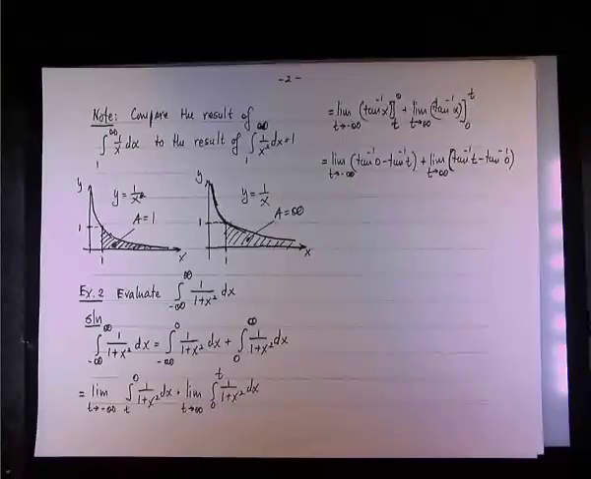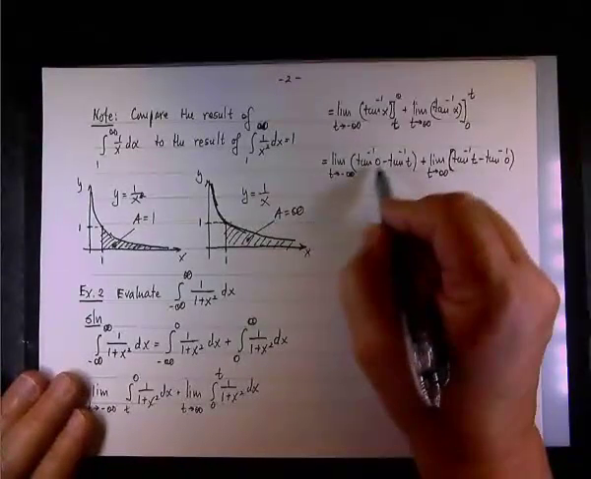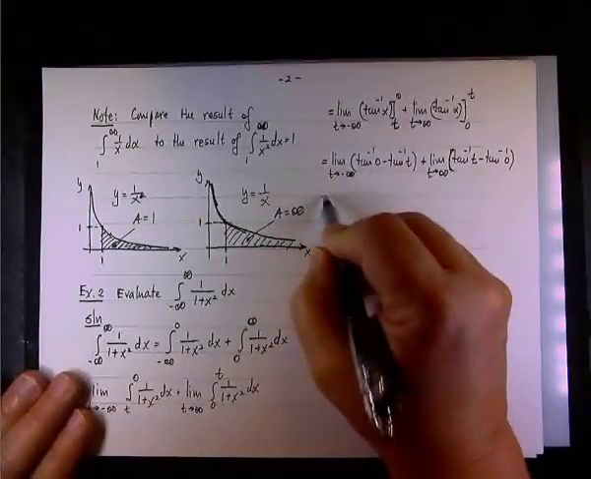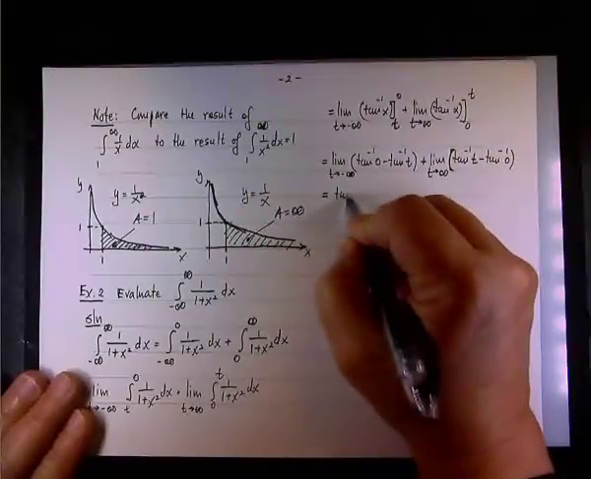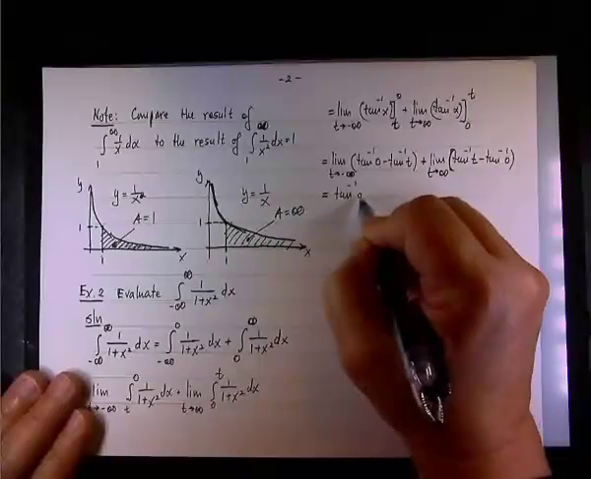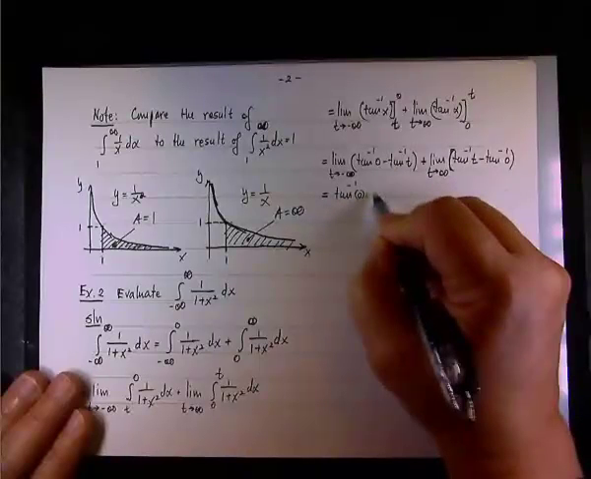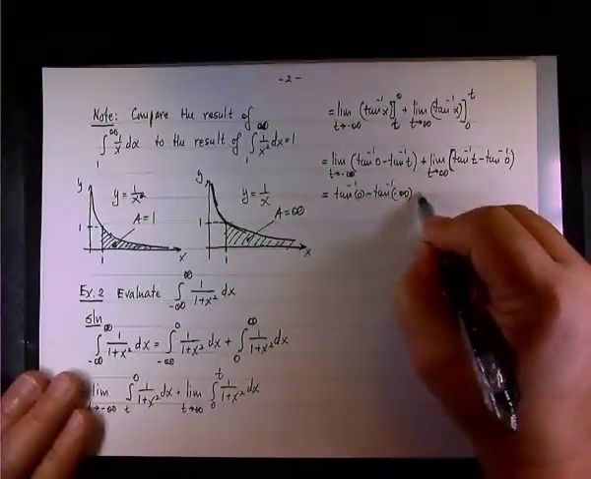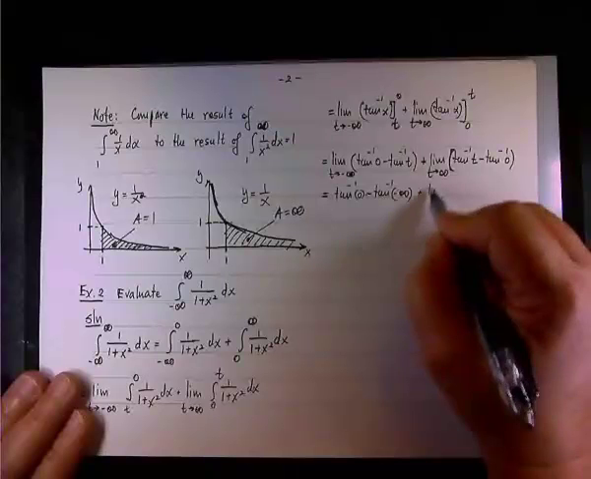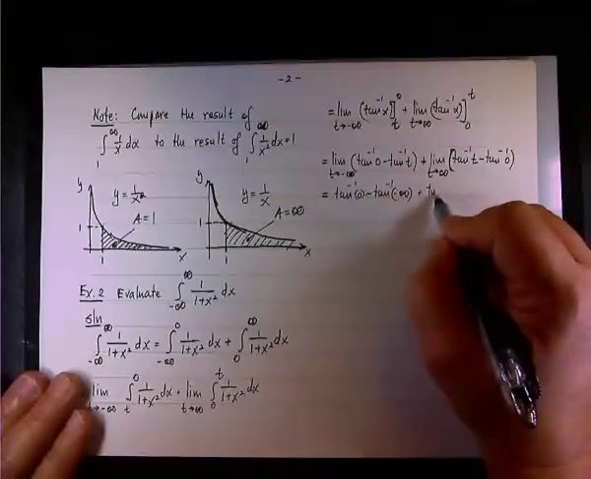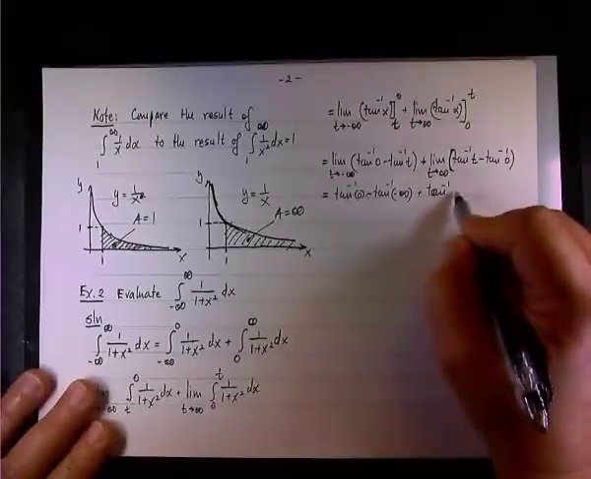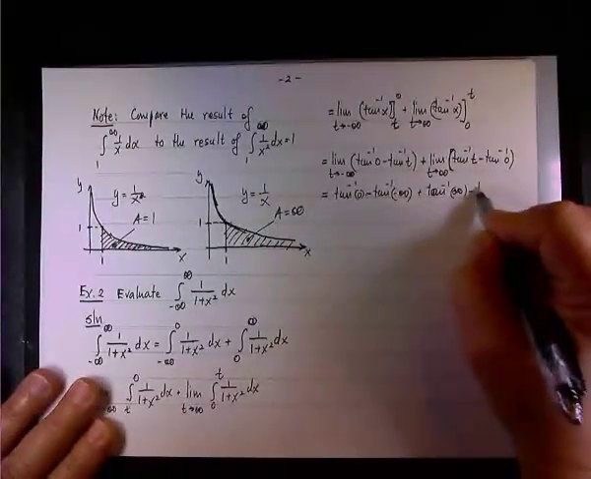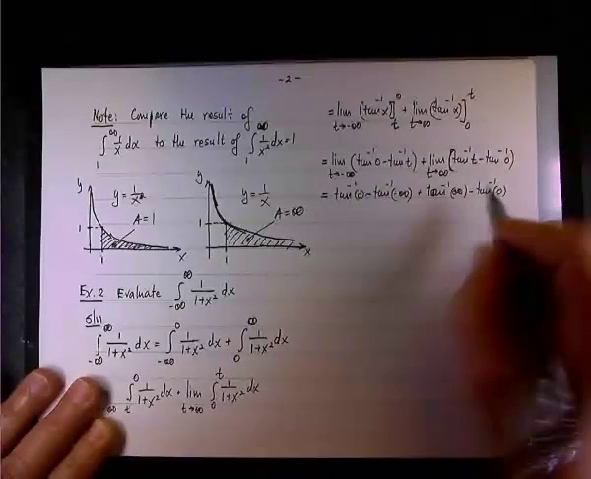So far, so good, guys? Now we can get rid of the limits here. The inverse tangent of 0 is a fixed value. So it will be the inverse tangent of 0, minus the inverse tangent of negative infinity, plus the inverse tangent of infinity, minus the inverse tangent of 0.